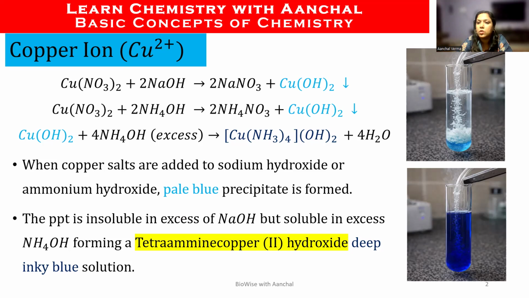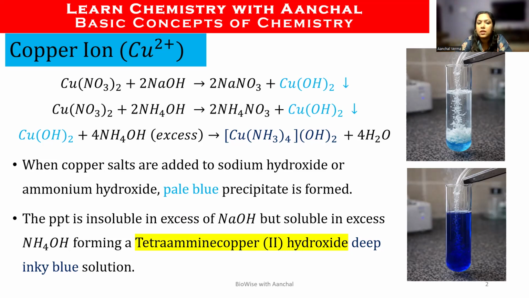When it reacts with sodium hydroxide or ammonium hydroxide, it gives a precipitate which is pale blue in color. You can see it in the diagram, in the picture given. And this precipitate is insoluble in excess NaOH. But when the same precipitate is added to excess of ammonium hydroxide, it forms a deep inky blue solution because of the formation of a coordinate compound called tetraamine copper 2 hydroxide, which is soluble in water. Hence, you get a clear solution, but a deep inky blue one.